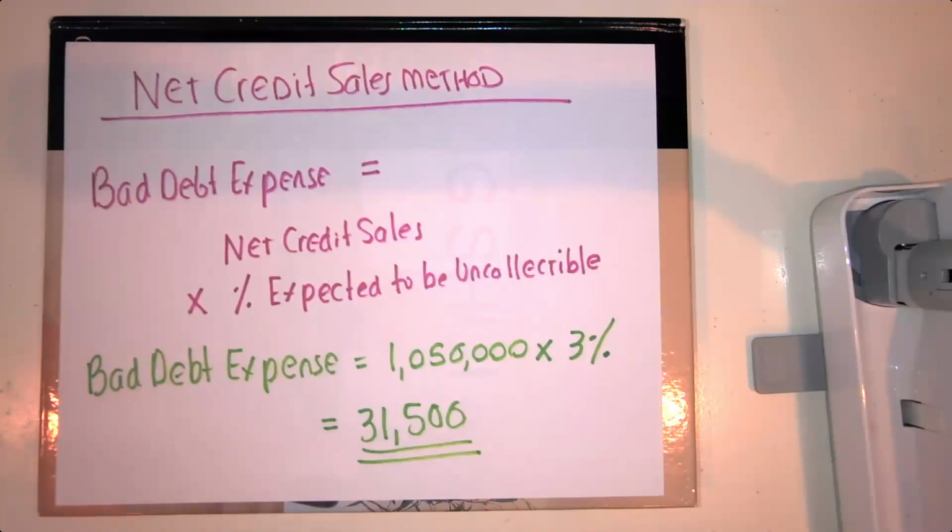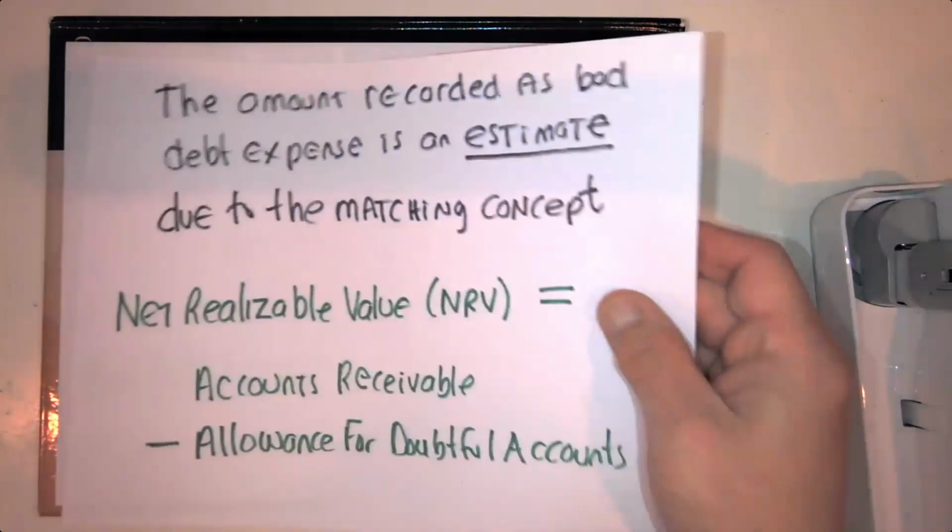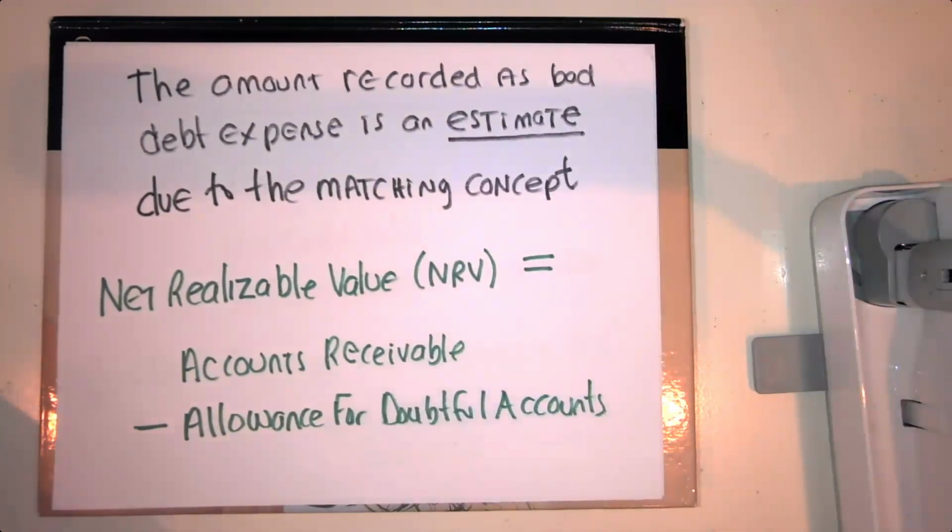Well, then take a look at requirement B. Requirement B wants us to calculate the net realizable value of Easy Tech Company's accounts receivable at December 31st. And we remember it's right here. The equation to calculate the net realizable value: accounts receivable minus the allowance for doubtful accounts, which means we need to come up with the balances at December 31st for accounts receivable and the allowance.